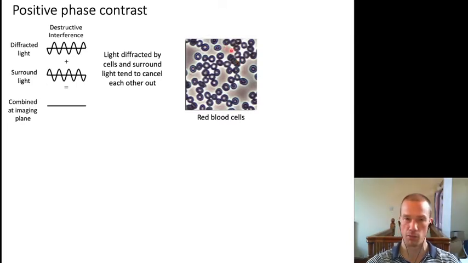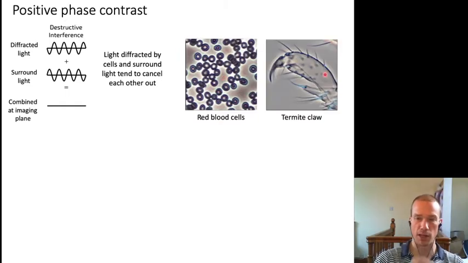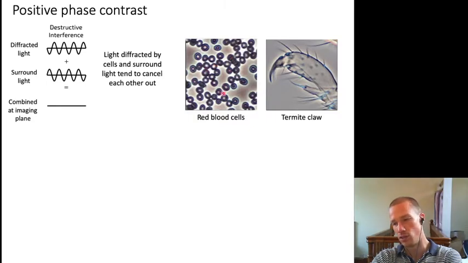This is our red blood cells. You can also look at thicker samples like a termite claw. These red blood cells on their own induce about a pi/2 phase shift.